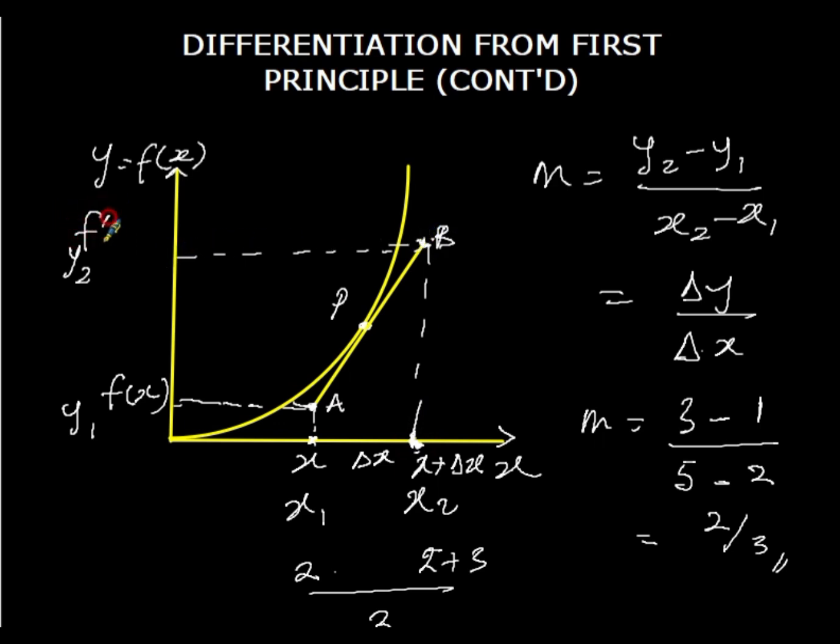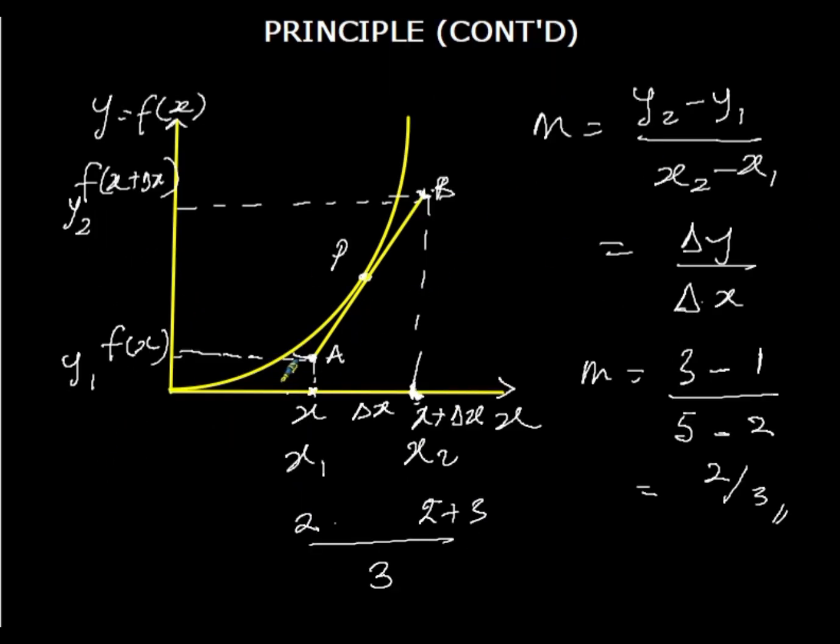It's going to be f of x plus change in x. This will give us the output here. It means that x plus change in x is the input value, and f of x plus change in x is the output value. You can always check the tutorials on functions where I've explained input and output values in a function. So with that, we've gotten our x1 and our x2, our y1 and our y2. So we can now go ahead to find the gradient of the curve at point P.